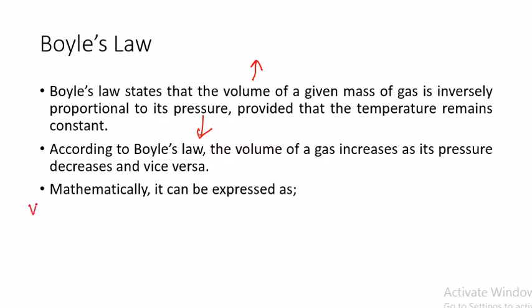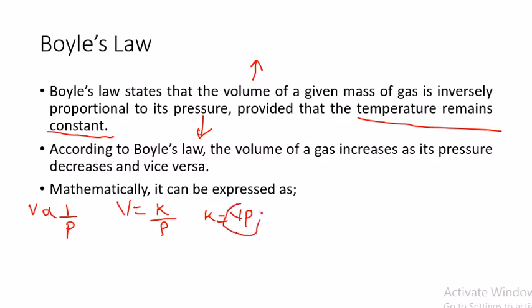So we can represent that expression: volume is inversely proportional to pressure, at constant temperature. This is very important. The temperature must be constant, right? So from this expression we can deduce the Boyle's law formula.